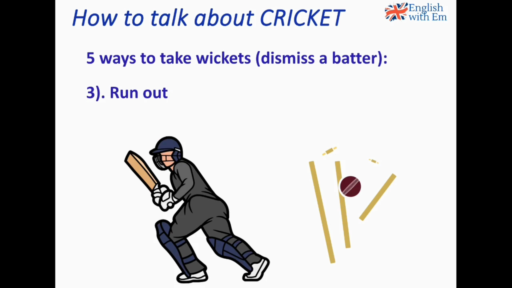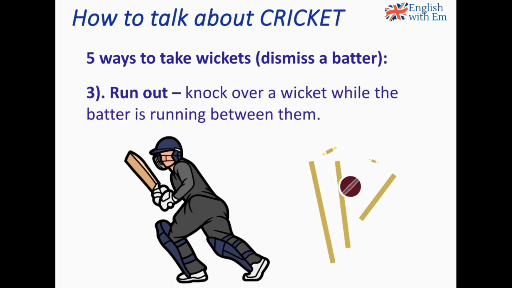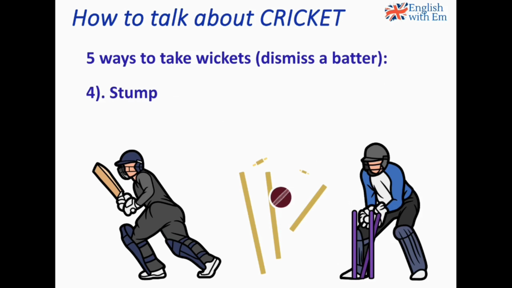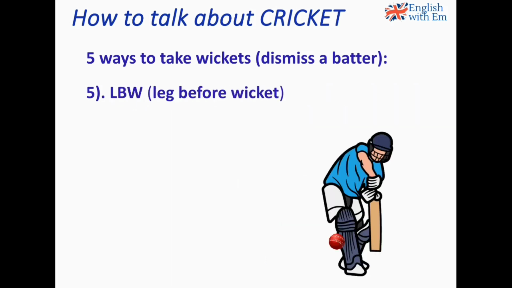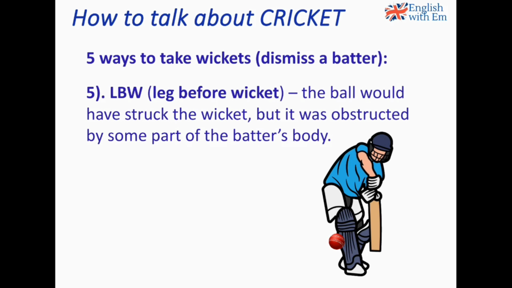He can be run out, so as you can see from the picture, this is to knock over a wicket while the batter is running between them. He can be stumped. The wicket-keeper collects the ball and knocks over the wicket before the batter reaches the batting crease. And there's also LBW, which is leg before wicket. This is when the ball would have struck the wicket, but it was obstructed by some part of the batter's body. So it hits the body or the gear of the batsman.